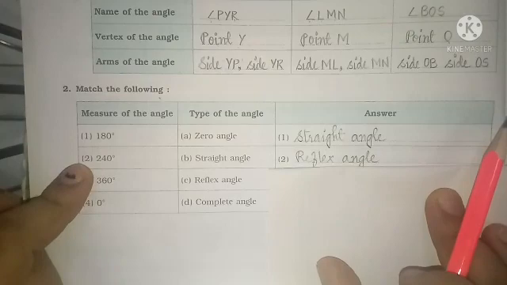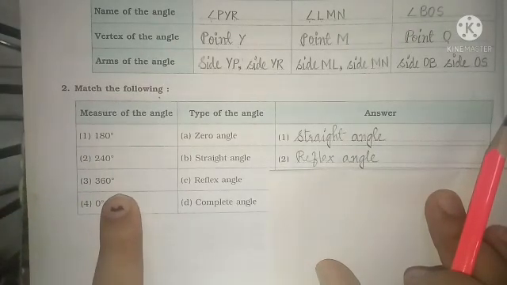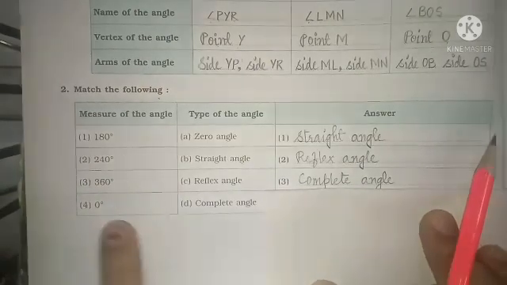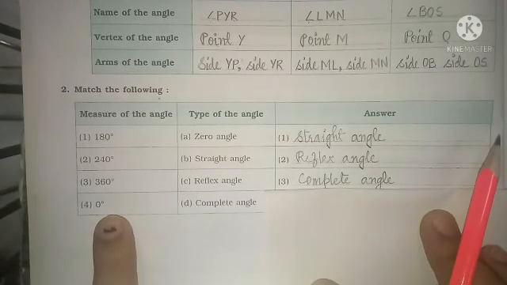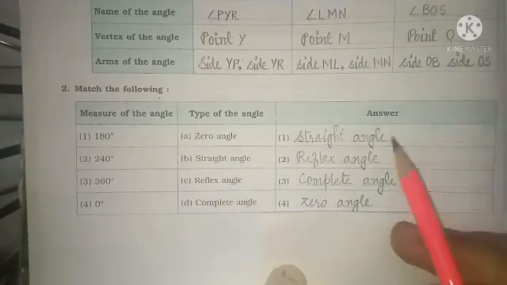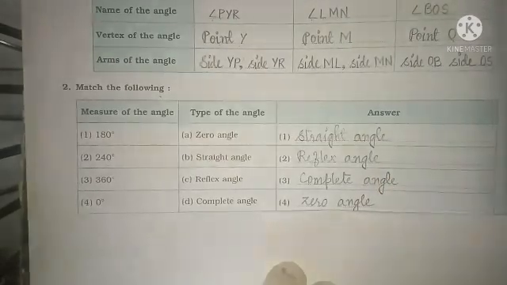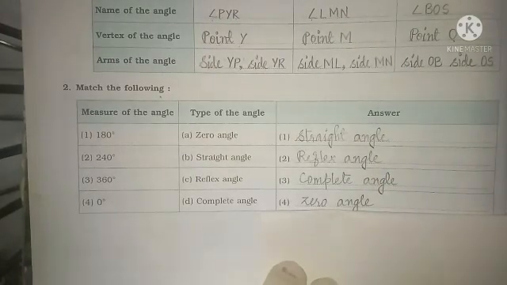It is a reflex angle. In the third, the measure of the angle is given as 360 degrees, so which type of angle is it? It is a complete angle. And the last one is given as 0 degrees, so which type of angle is this? It is a zero angle. Okay, students, you have to write these answers in your workbook. Now we'll be coming ahead with the next question.